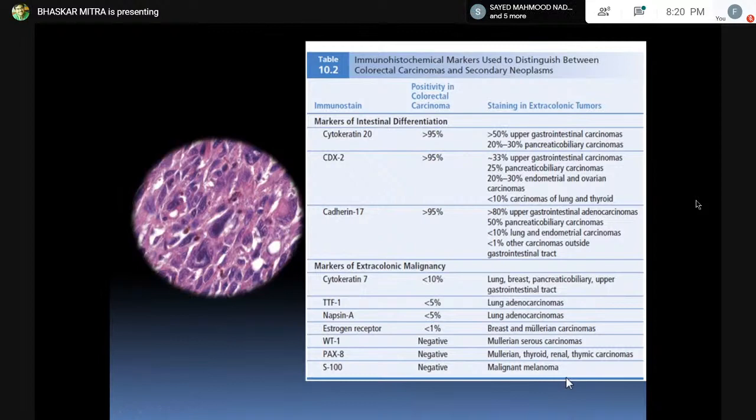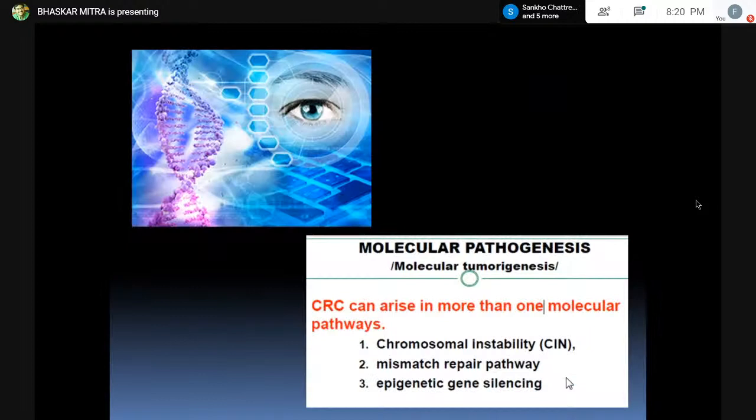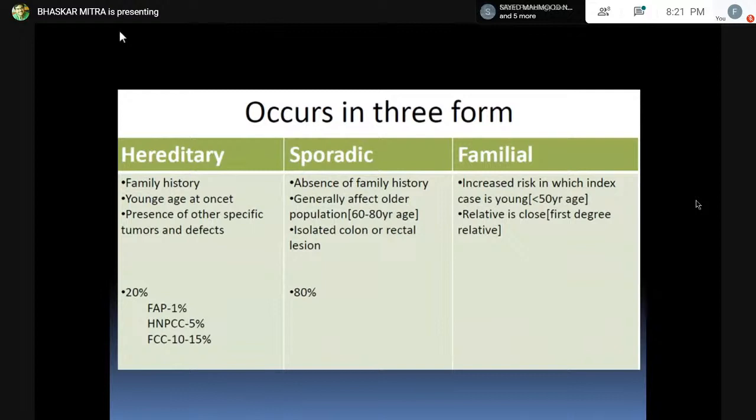Now coming to the molecular pathogenesis, or molecular tumorigenesis, of colonic tumors. Colonic tumors usually show a three-way pathogenesis: the chromosomal instability pathway, the mismatch repair pathway, and the epigenetic gene silencing pathway. And they occur in three forms. First, hereditary, where there is a family history. They usually present at a young age, with other specific tumors or defects. Sporadic, with absence of family history, generally affects older people. Or familial, where there is increased risk, in which the index case is young and close relatives may be involved. So we have to divide hereditary, sporadic, and familial cases.